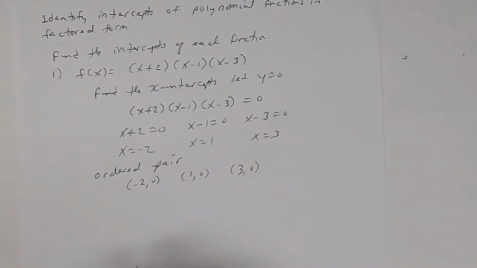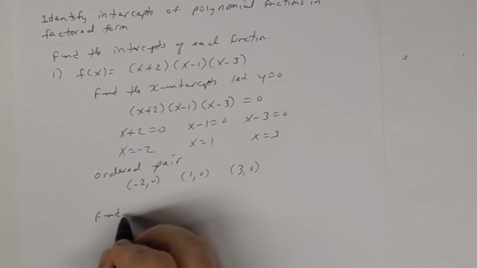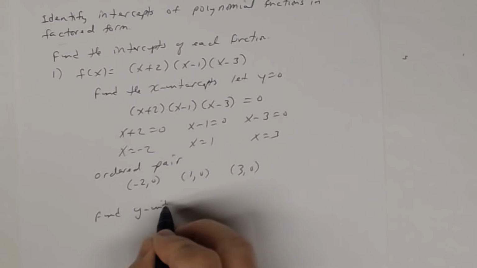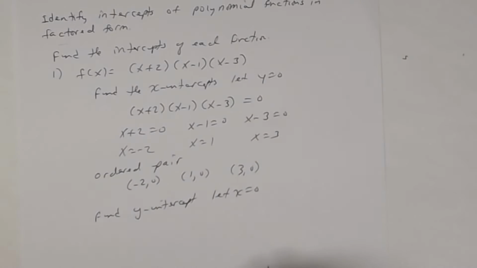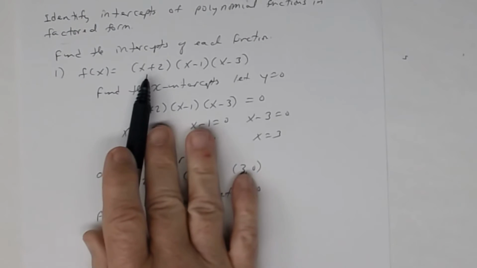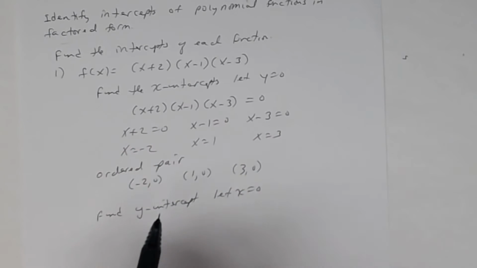Now to find the y-intercept, you're going to let x equal 0. When I let x equal 0, I go back to my function, and wherever we see the variable x, I substitute 0.